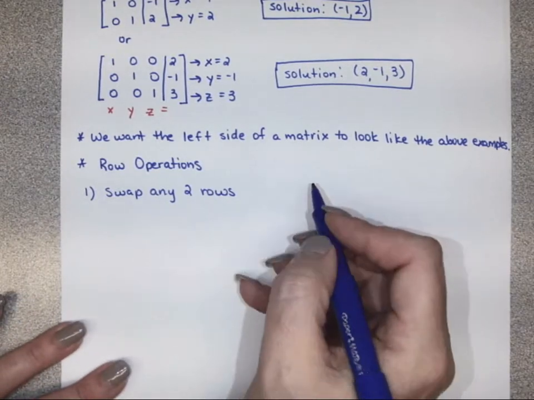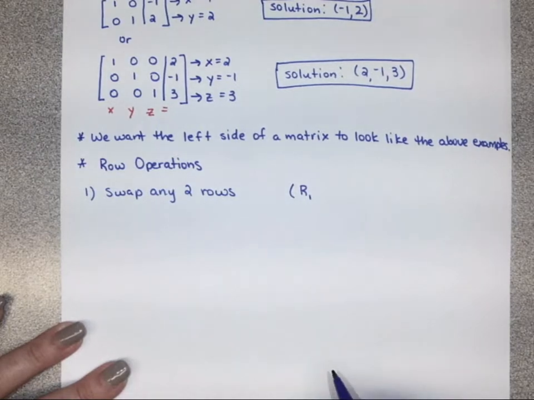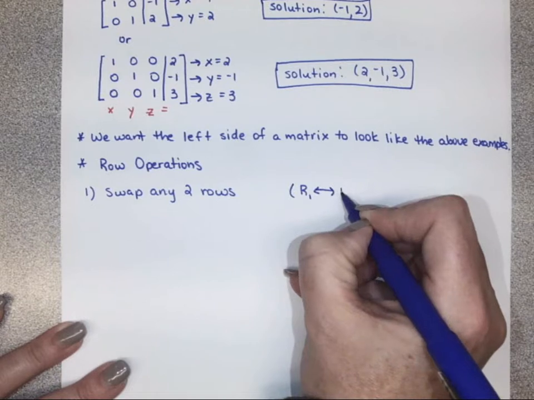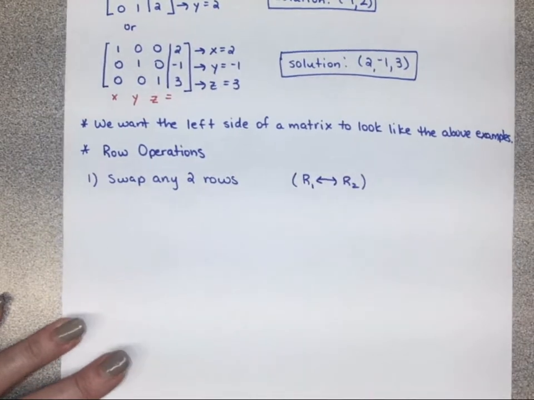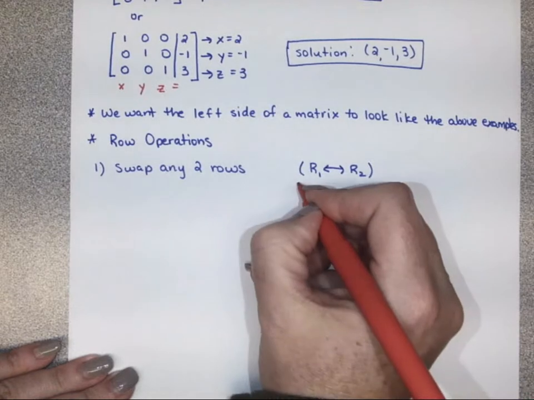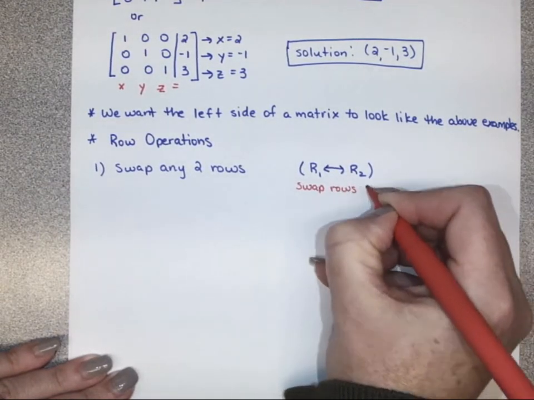So here is how you're going to know what to do. You're going to see something kind of like this. You're going to see R1, which stands for row 1, and then you're going to see a double-sided arrow, and then whatever row they want you to swap it with, they're going to list that second, okay? So this means that you're going to swap rows 1 and 2.